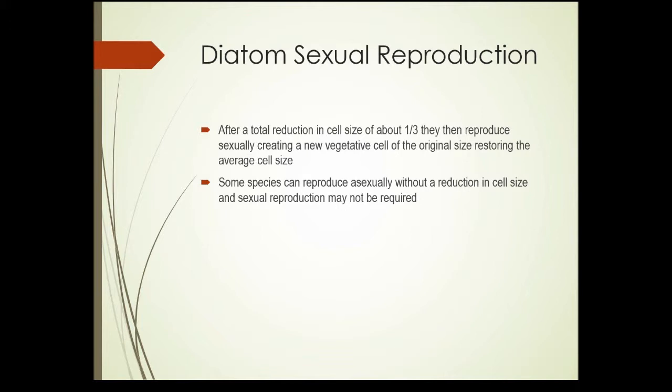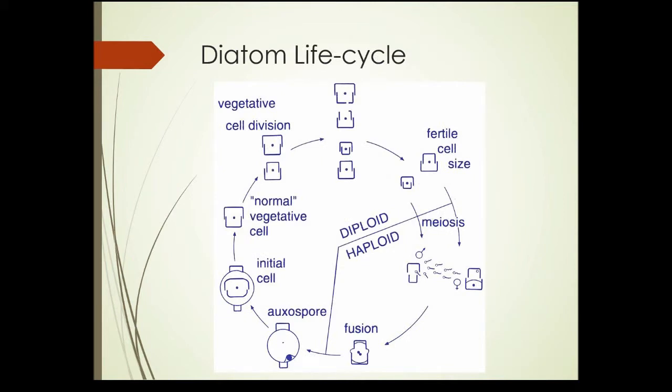Now, some species can reproduce asexually without a reduction in cell size. In those species, sexual reproduction may not be required. Other species don't have that ability, and they need this sexual reproduction stage in order to maintain the average cell size. This slide shows a diatom life cycle.